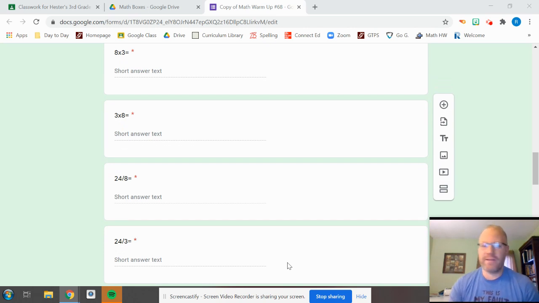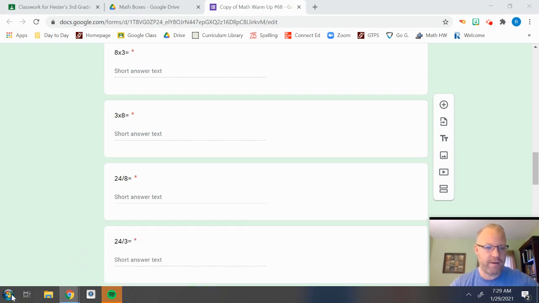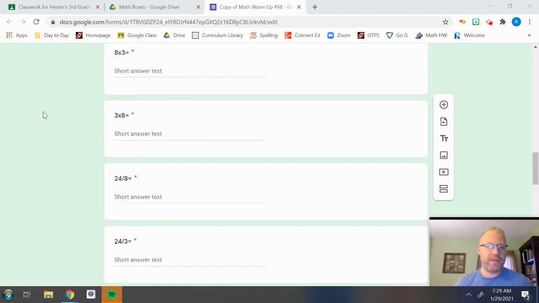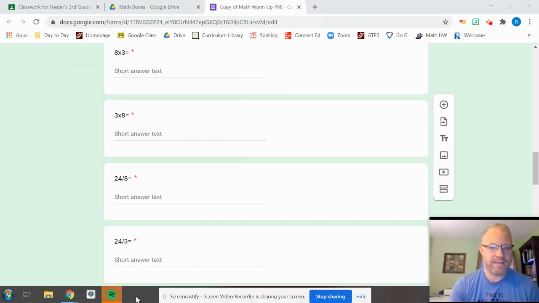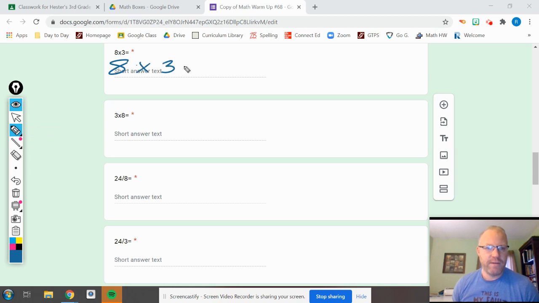So the first thing we have is our 8 times 3. So we know that 8 times 3 equals 24. So we write it out. I'm just opening my pen app because I had to restart my computer. But we put 8 times 3 equals 24. For the next one, we put 3 times 8. And then the commutative property tells us that it's still 24. So we have 8 times 3 equals 24, and 3 times 8 equals 24.